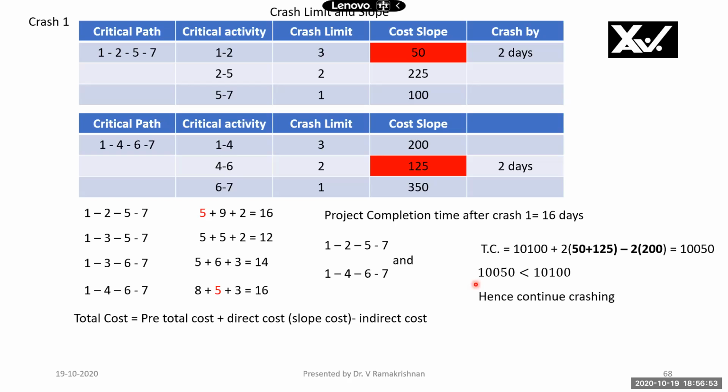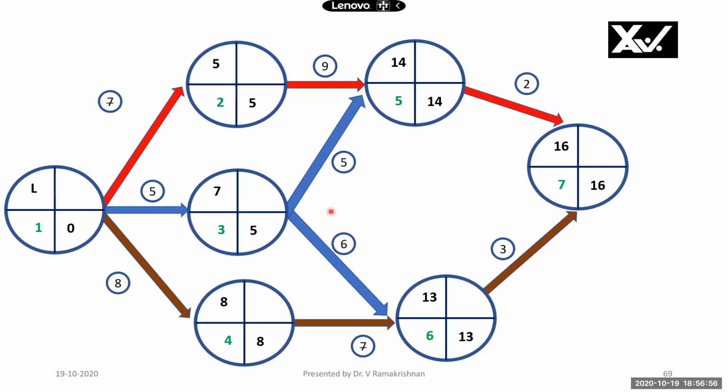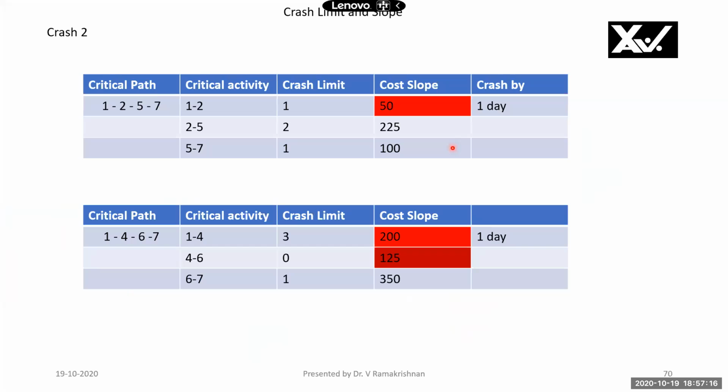So this is what everyone would like. We will try to continue crashing now. After crash 1, the network diagram is shown here. So 16 is the total duration. Previously it was 18. This is because I reduced the activity duration from 7 to 5 here and from 7 to 5 here for activity 4-6. Now there are two critical paths, 1-2-5-7 and 1-4-6-7. We cannot reduce activity 4-6 any further because we have crashed to the maximum extent. Only 0 days are available, whereas 1-2 we can crash further by 1 day.